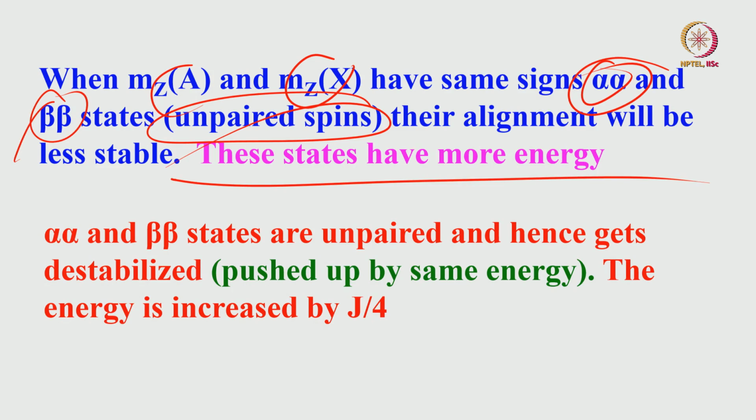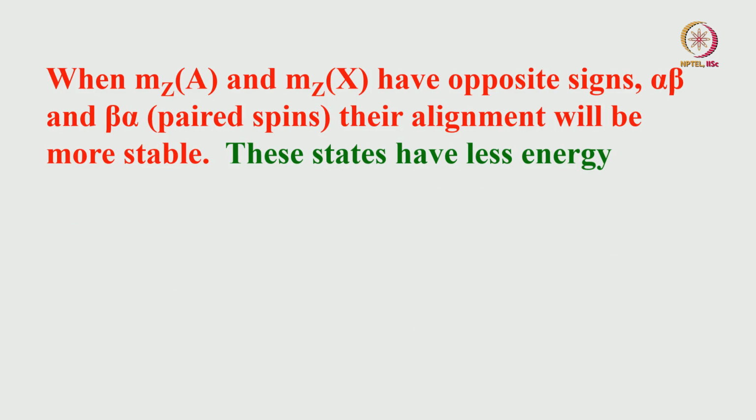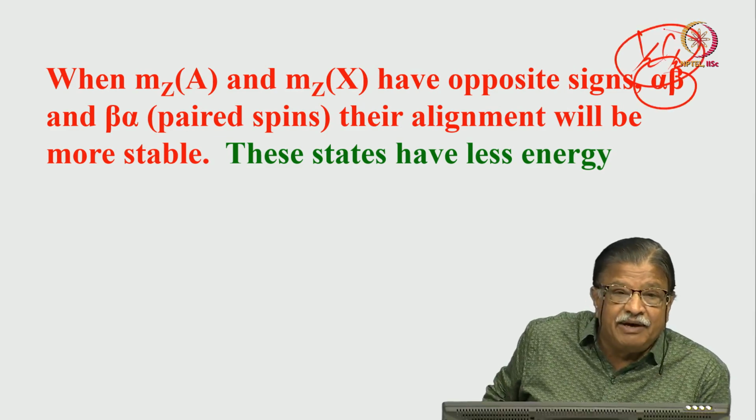These two energy states, alpha alpha and beta beta, are destabilized. The energies will be pushed up by J by 4 because they are less stable, not unstable, I would say less stable because of being unpaired. What about the other spin states? Consider alpha beta and beta alpha, they are plus half and minus half, they are paired. When they are paired, their alignment is more stable.